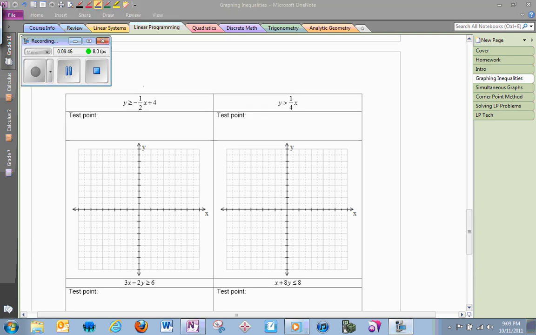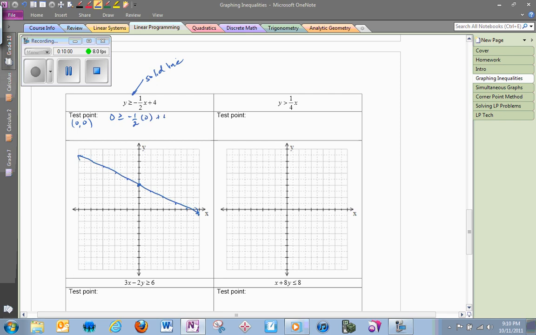For this next example, hopefully you've noticed that it's a solid line. Now graph. I'm going to pick my test point. Again, 0, 0 here is a great test point. 0 is greater than or equal to negative a half times 0 plus 4. So 0 is greater than or equal to 4. Well, that's false. So if my test point is here below the line, I'm actually going to shade the false region, the region that I want to get rid of, which is below the line.